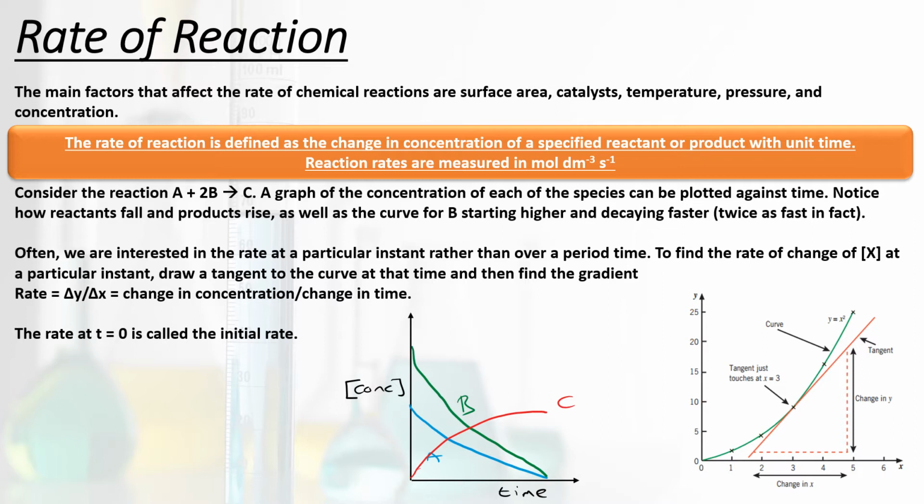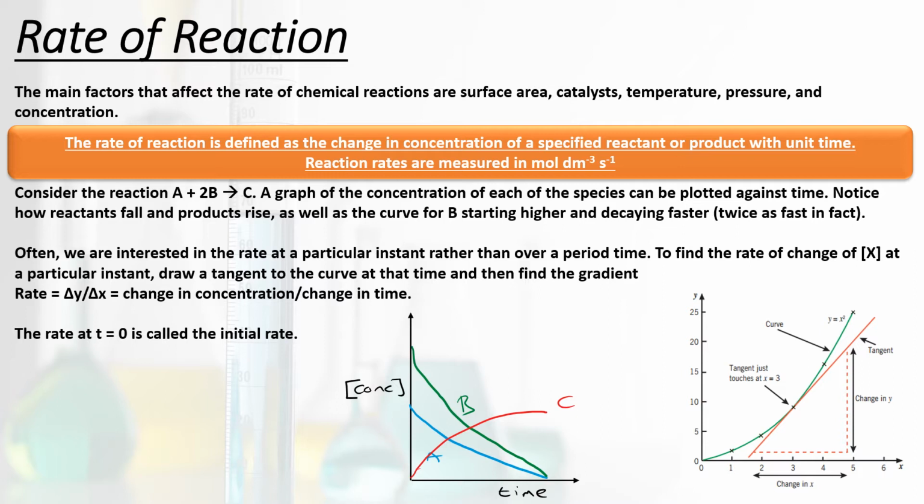You'll also notice that the B concentration line is twice as high as the A. This is because it's an A plus 2B reaction, so we have twice as much B, but also because you can see that the decay of the B is twice as fast as it is for A. It's decaying faster, it starts higher. Again, because we have A plus 2B.